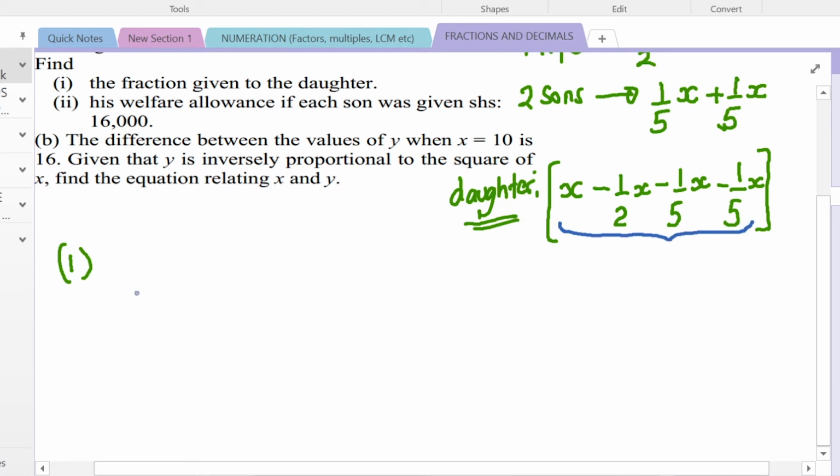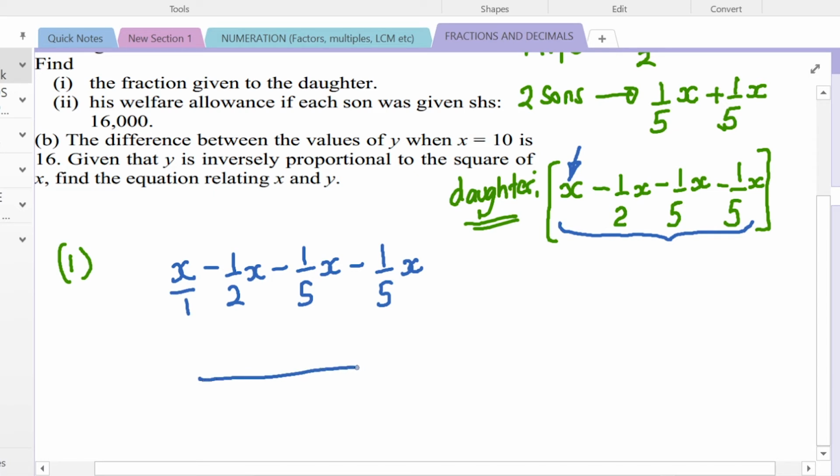So let's remember the value of X here represents the total allowance. So we shall simply come here. Let me write it here. This is going to become X minus a half X minus 1 over 5 X minus 1 over 5 X. Let's call this over 1 and then let's solve this whole thing at once. So the LCM here will be 10. 10 divided by 1 is 10, times x gives us 10x. Minus 10 divided by 2 is 5, 5 times x is 5x. Minus 10 divided by 5 is 2, 2 times x is minus 2x.